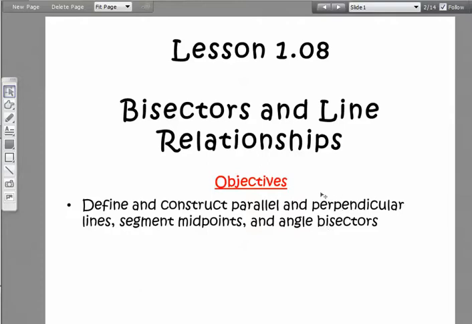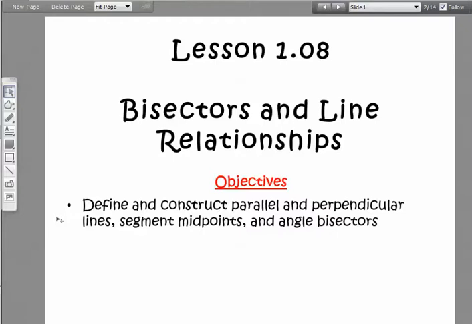Alright, now we're doing lesson 1.08, bisectors and line relationships, and the objective in this lesson is to define and construct parallel and perpendicular lines, segment midpoints, and angle bisectors. Now, a lot of this lesson is going to be really short because a lot of this particular lesson is constructions, which you're going to have to be doing on your own with your compass and your straight edge that you have there at home.